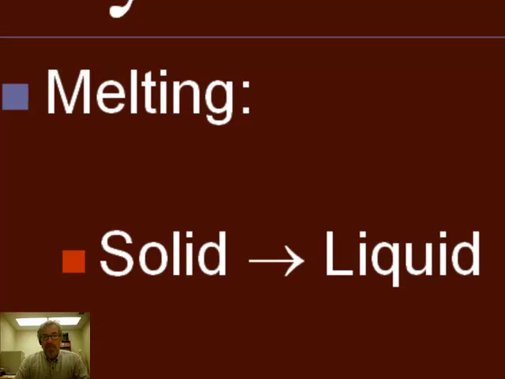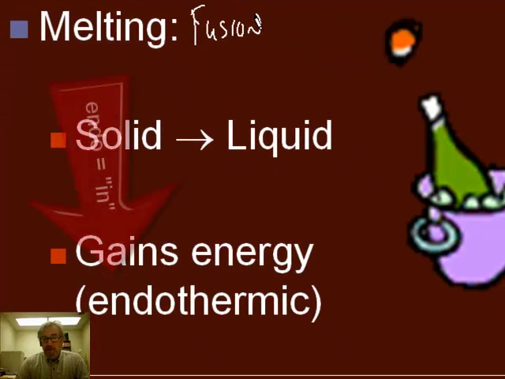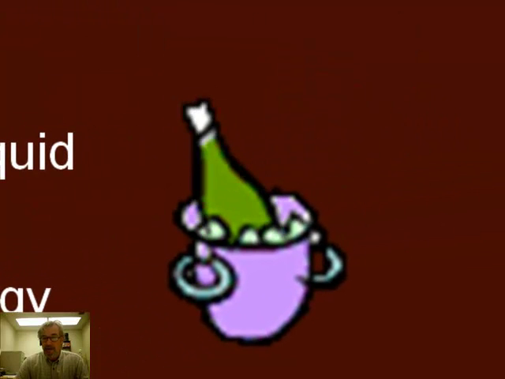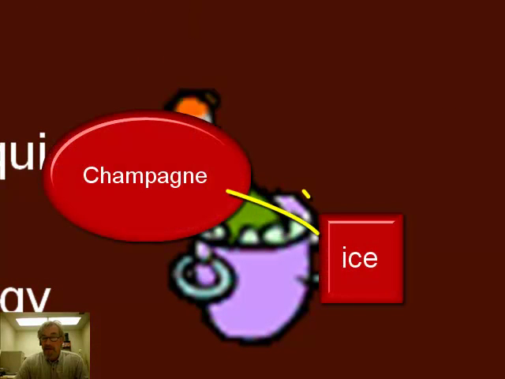The physical states of matter can change for a pure substance and even for some mixtures. We have names for all these changes of state, and they all involve energy. For example, when a solid becomes a liquid, we call that melting, or another fancy word for that is fusion. When this happens, the substance has to gain energy, and so we're looking at a bottle of champagne here being cooled by the ice. It's being cooled by the ice because the ice is gaining the energy that was in the champagne. That's how that works.